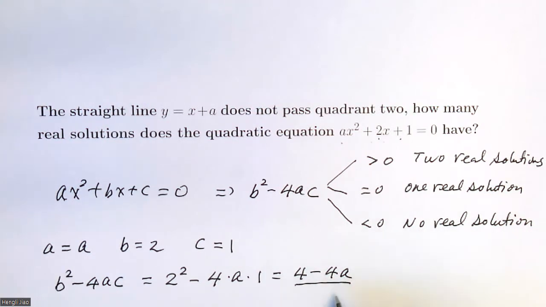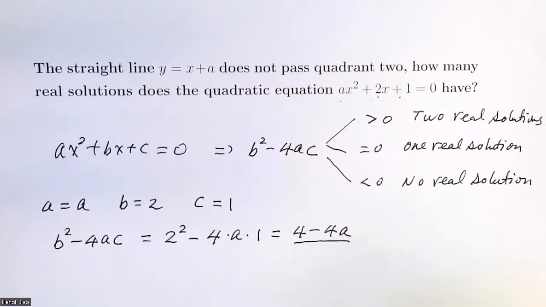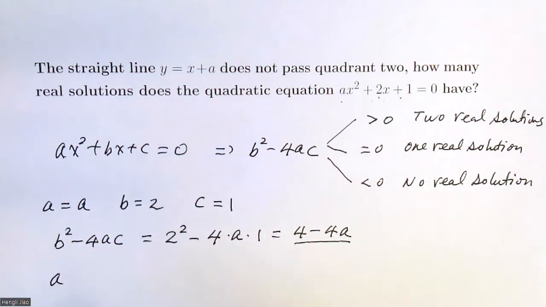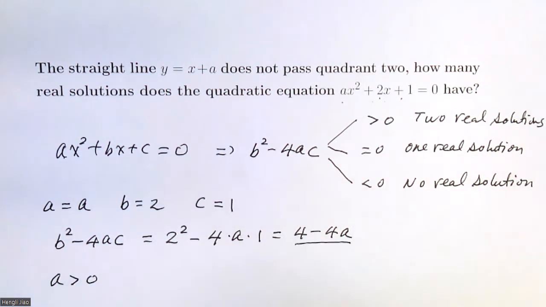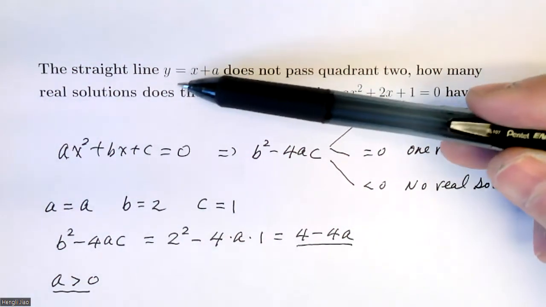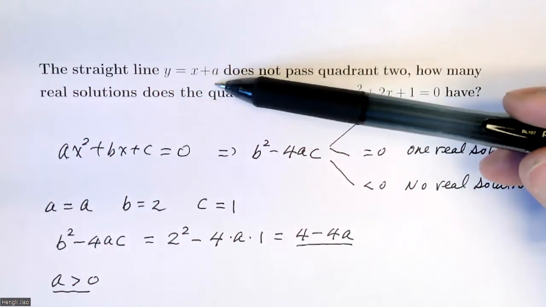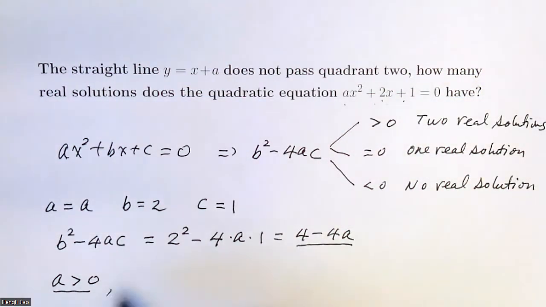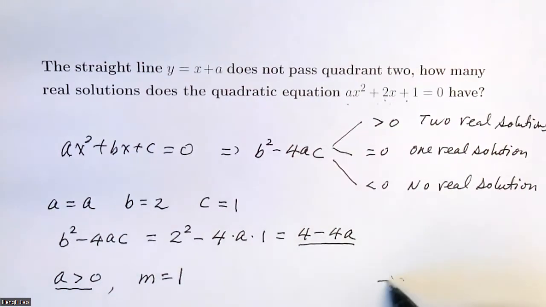And then, okay, how are we going to determine that? We have to look at the given condition, which is y equals x plus a does not pass through quadrant 2. So let's take a look here. If a is greater than 0, and because the equation we have here is in so-called slope-intercept form, you notice the slope is equal to 1.